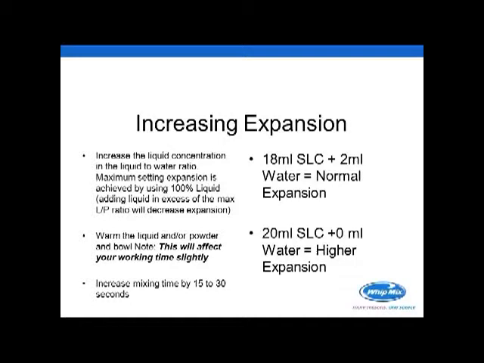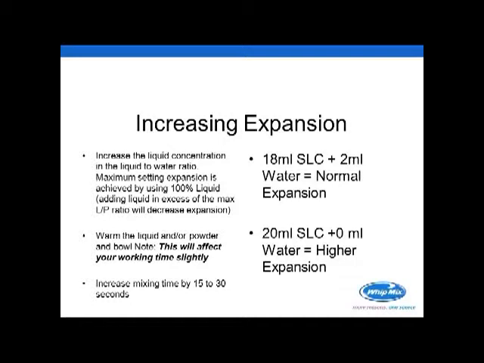It'll extend it a little bit, but you'll also get a little bit more expansion if that's what you're looking for. Now, my personal preference is to warm the powder. There's greater mass in the powder than there is in the liquid, and therefore it is going to retain the heat longer. If you just warm your liquid up and pour it into cold powder, the heat's going to dissipate quickly and not affect the reaction very well. So I would stick with the powder or both, or all three.